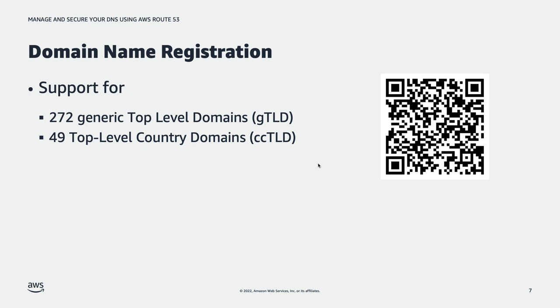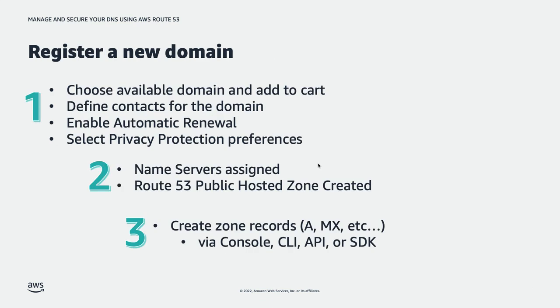So with Route 53, you can register a lot of domain names, 272 generic domain names, and 49 country domain names. So I saw someone from Germany. You can register a .de domain name, right? You can also register the generic domain names, which are .com, .net, etc. Okay.